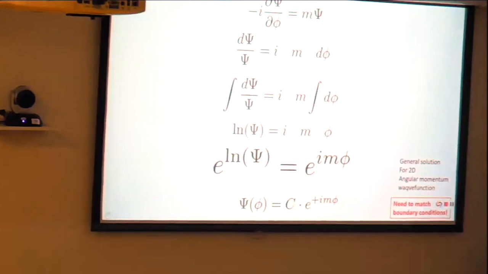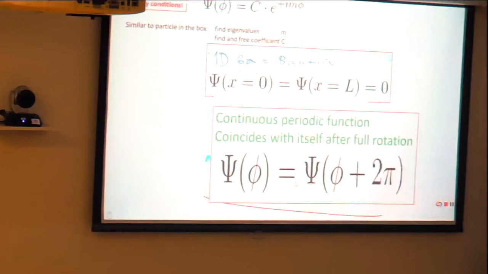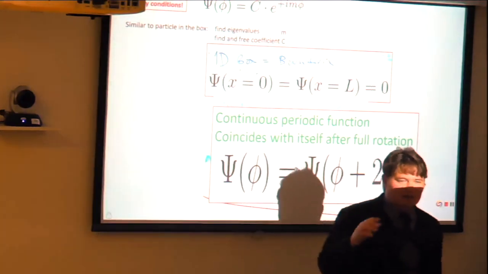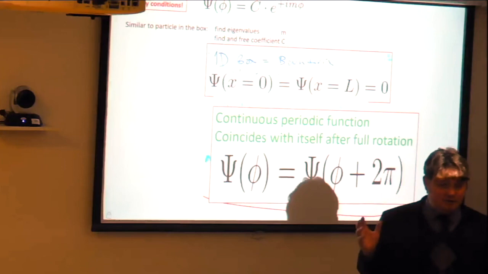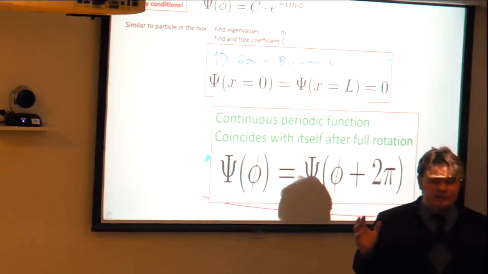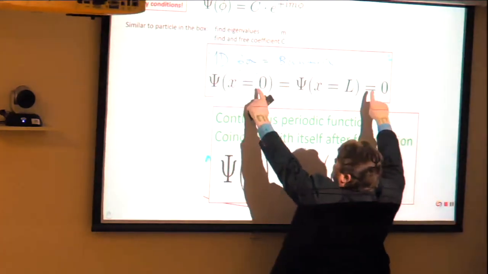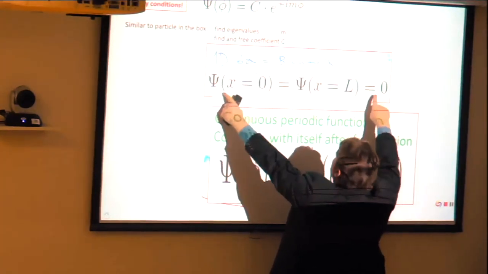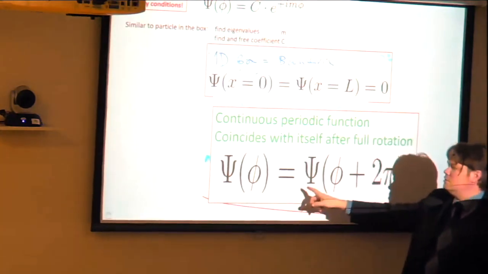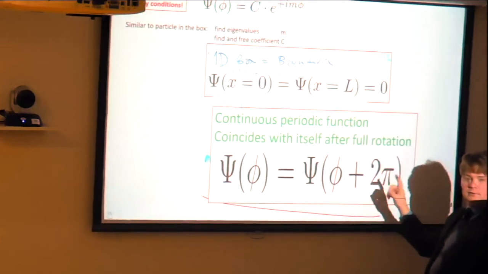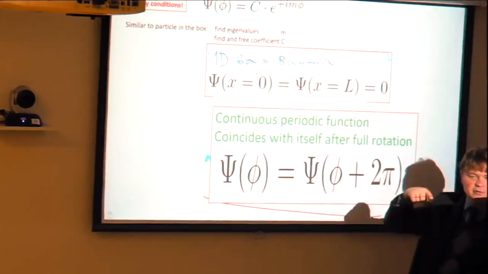But there is a little difference. Free space was free, and our rotations are confined, same as a particle in a box. Not exactly the same, but similar. If in the particle in a box there were boundary conditions of zero at the edges, here it is a new type of boundary conditions. After making a full circle, the wave function must be equal to itself.